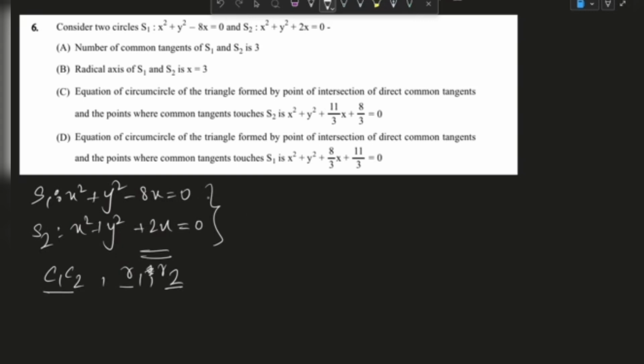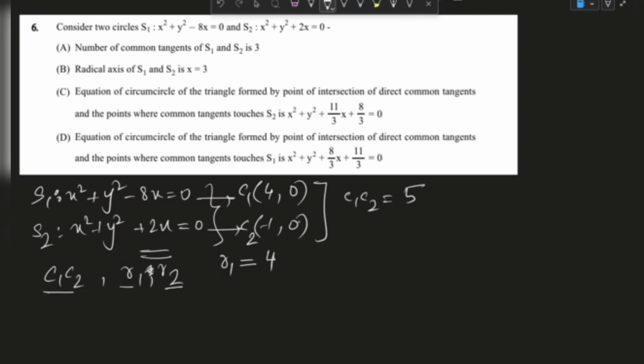So basically, if we look at this particular question, in case of the S1 circle, the center is 4, comma 0. This is your 2g, our f is 0 here, so basically it's minus g. And from here the second center is minus 1, comma 0. So if this is your C1 and this is your C2, our C1, C2 distance will come out to be 5. For R1, it will come out to be 4 itself because it's centered at 4 comma 0 and it's also passing through the origin, and R2 will come out to be 1.